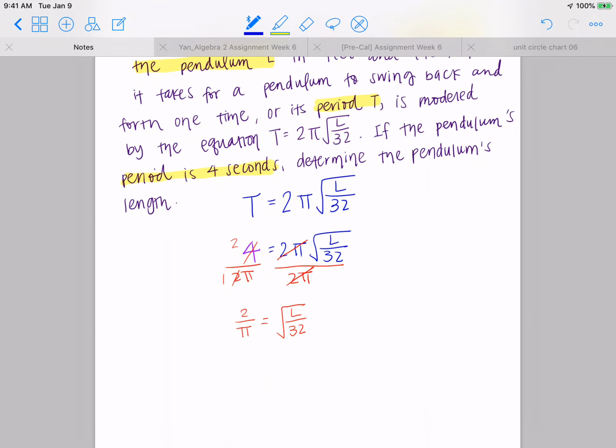Okay, we made the right side a little bit shorter now, so let's move on to the next part. The next thing that we're going to do is square both sides, so the square roots cancel out. So I have L over 32 equals, and I'm going to square both top and bottom, so 4 over pi squared. Okay, last step.